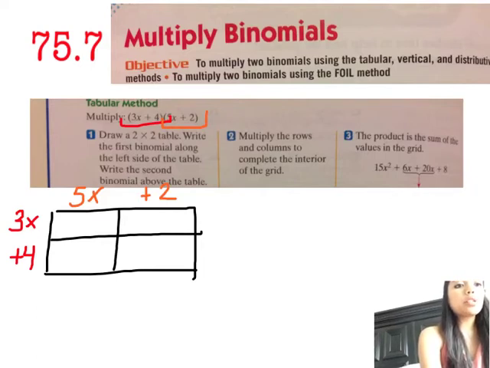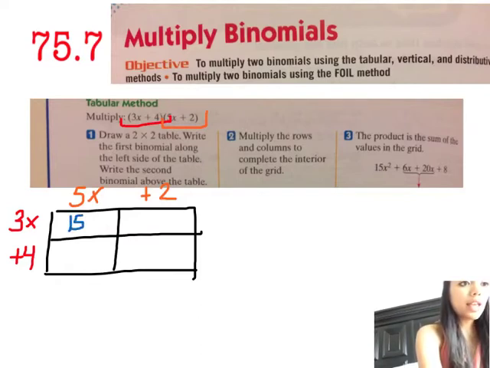Now I'm going to step 2. Now step 2 says multiply the rows and columns to complete the interior grid. So that's what I read right here. So I'm going to multiply 3x times 5x to figure out what's in this square. So 3x times 5x is 15x squared, because x times x is x squared.